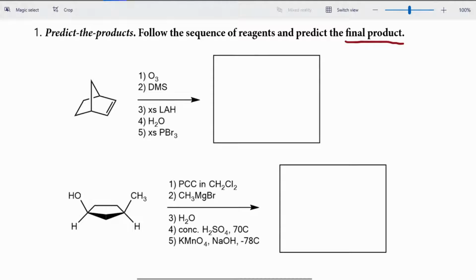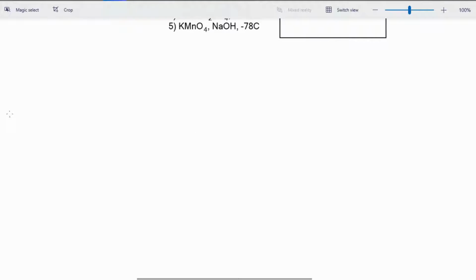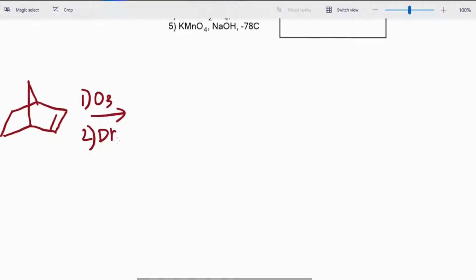We have ample space, so we're going to scroll down over here and write out our starting compound. It's bicyclic, and students tend to have a lot of problems with bicyclic systems, obviously, because they have to think in 3 dimensions. So in the first reaction, we have O3 and DMS. Now, O3 and DMS is a specific ozonolysis type of reaction that only occurs in alkenes, so thankfully we have an alkene to the left.